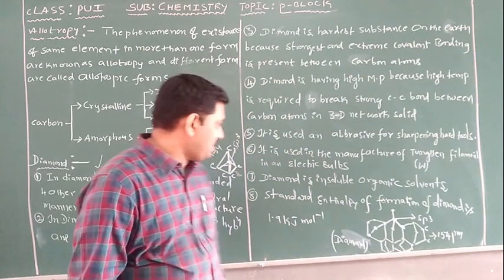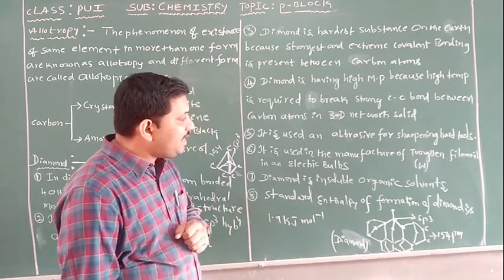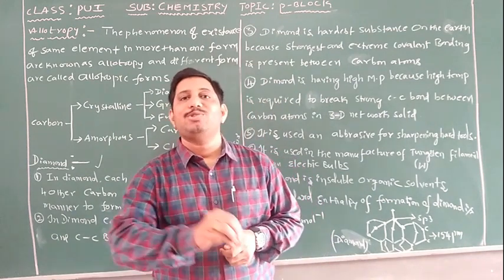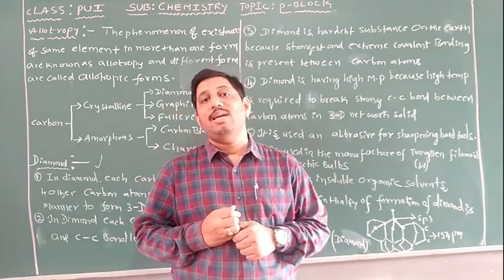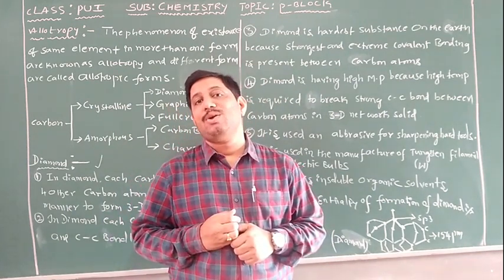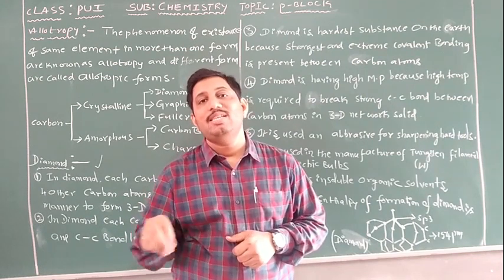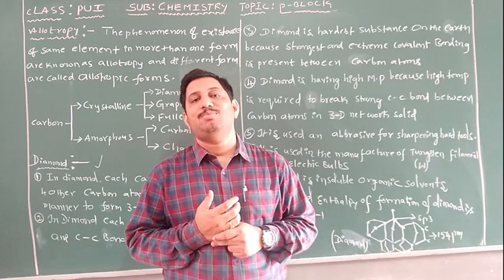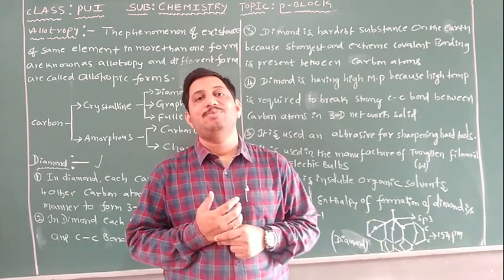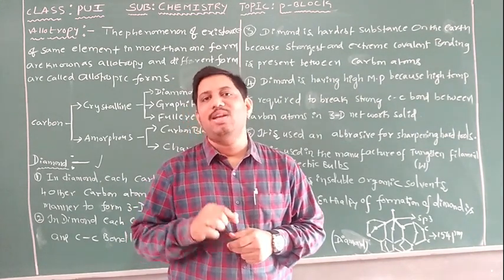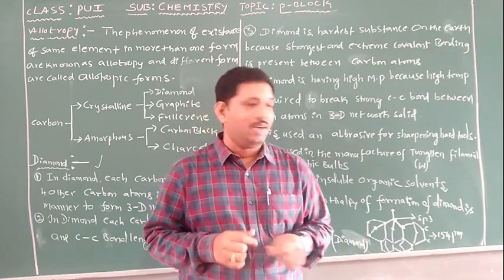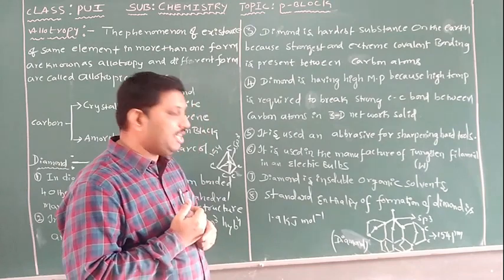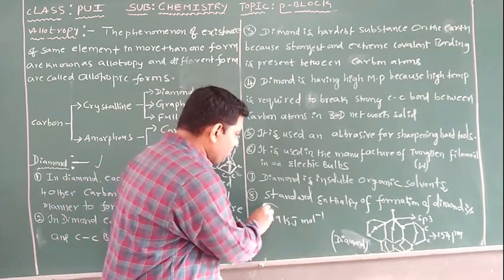Okay, students. Next one. Diamond is insoluble in organic solvent. Generally, covalent compounds are soluble in organic solvent. Even though diamond is a covalent compound, it is insoluble in organic solvent for the same reason: strong C-C bonds are present between the carbon atoms in diamond. Next one, students. The standard enthalpy of formation of diamond is 1.9 kilojoule per mole.